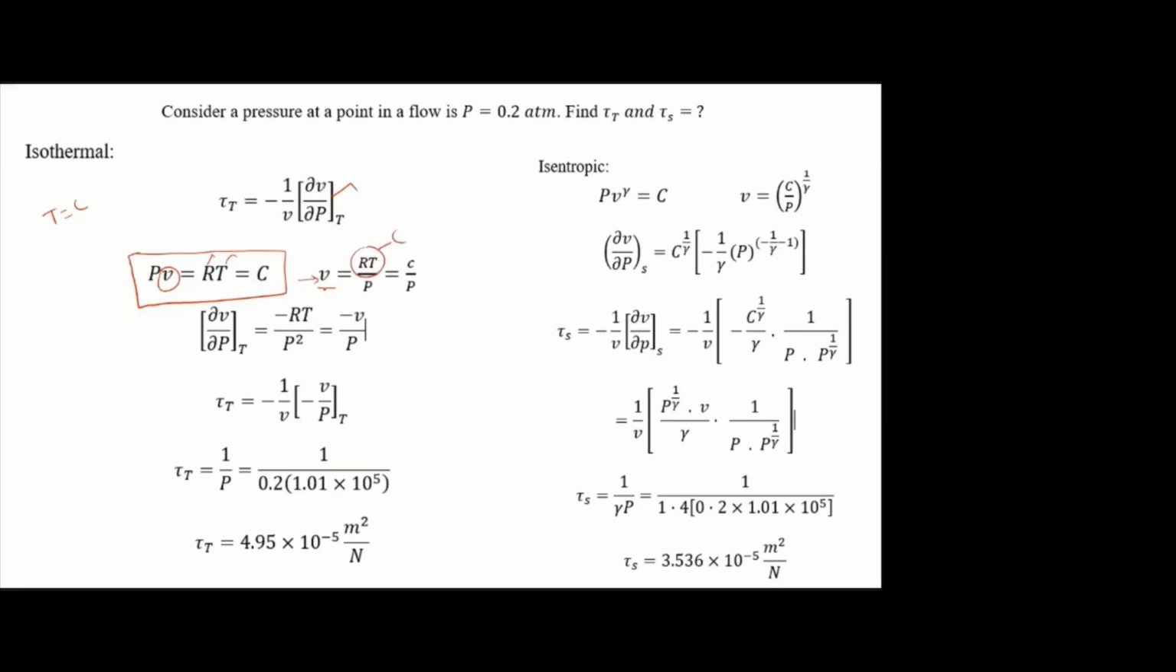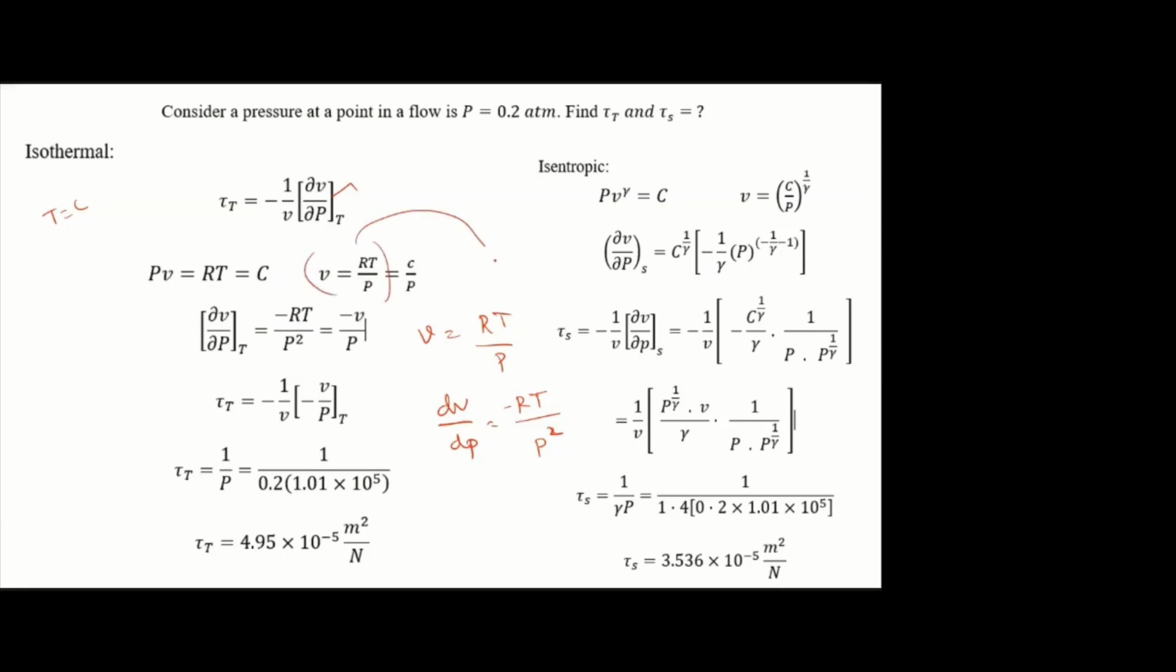Now I can differentiate this term, V is equal to RT by P. If you differentiate, 1 by P will be minus 1 by P square. So RT is constant, 1 by P is minus 1 by P square. Again, I don't want this RT and all because I don't have the T term, so I'm going to cancel the T term.